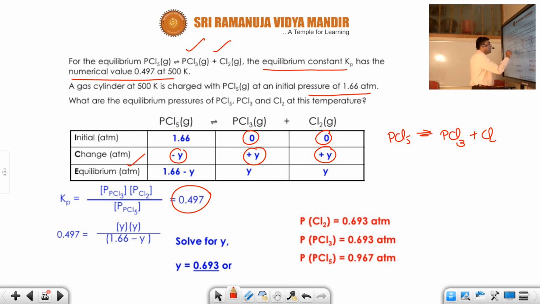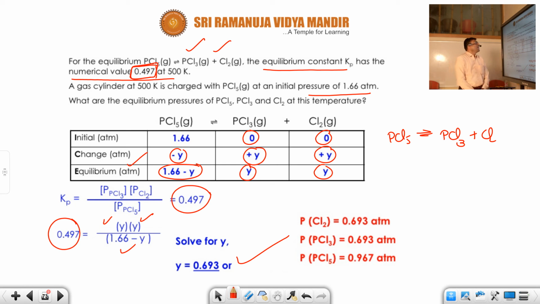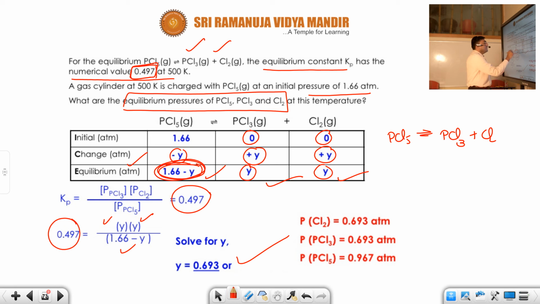Students, that means at equilibrium, how much is left? That is important. 1.66 minus Y. Y is formed and Y is formed. So naturally, Y into Y by 1.66 minus Y equals the value that is already given, 0.497. If you substitute, you will get the Y value as 0.693. So this is how you can calculate the equilibrium pressures of the respective gases. This value is Y, and this is 1.66 minus Y. These values are called equilibrium pressures.